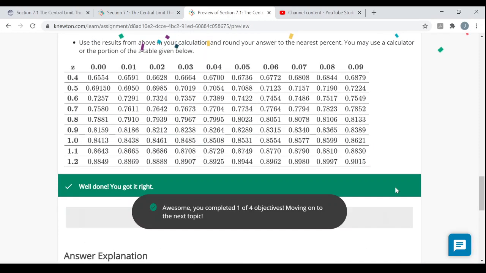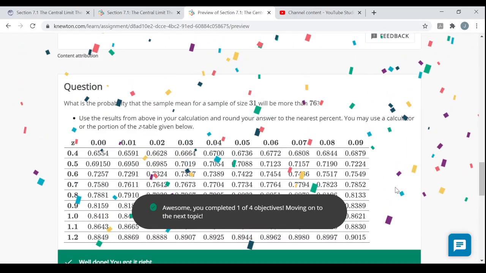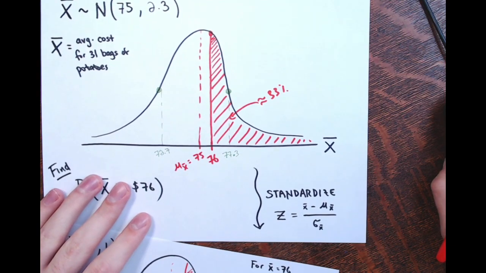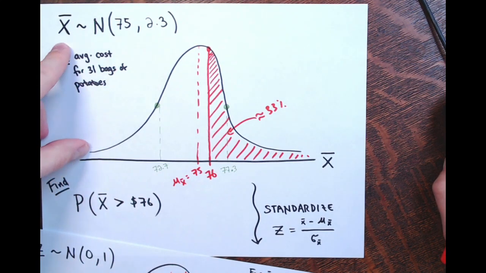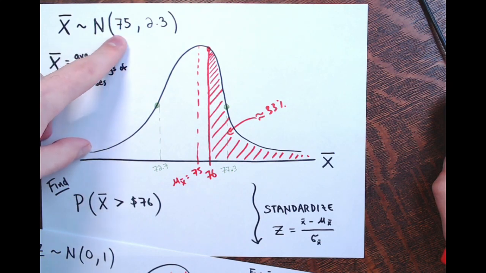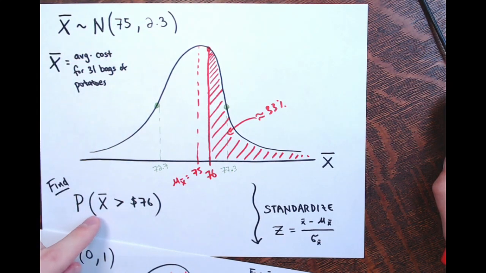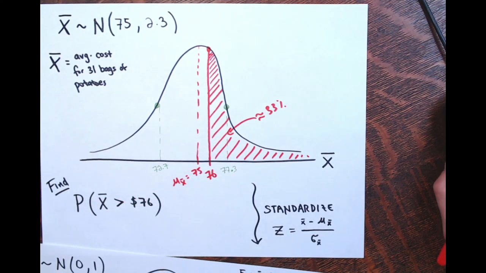Great. Now, let me show you how I could have also done this on the calculator. And you've seen this before, right? You've seen me do this. So going back to my paper, here was the original drawing. We had the average cost for 31 bags of potatoes, this X bar, normally distributed with a mean of 75, standard deviation of 2.3. And I wanted to know the probability of taking a sample of 31 bags of potatoes and having their average cost be greater than $76. That's this region here.